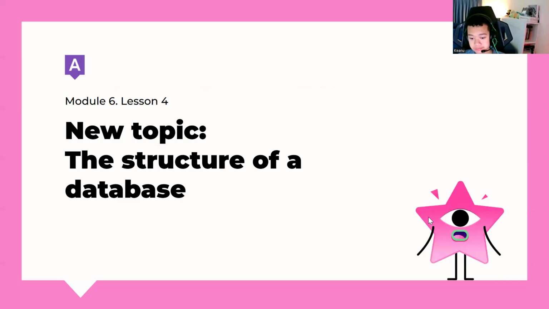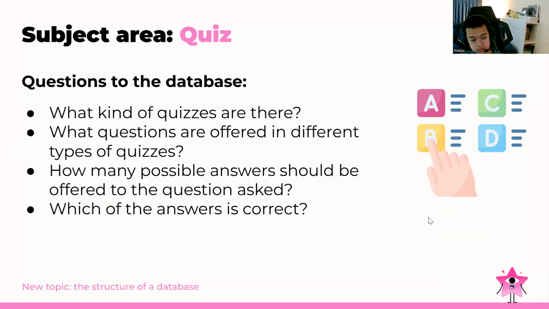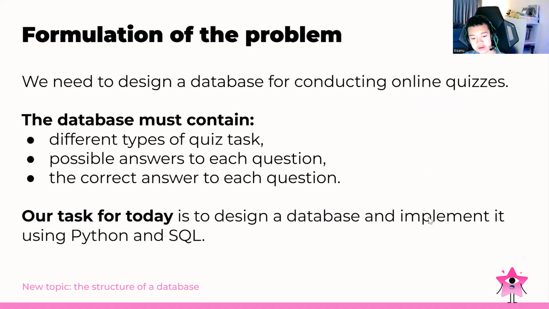And then for our new topic, we have the structure of the database. What structure of database can we use? We have the quiz for this one, so questions to the database. What kind of quizzes are there? Is it the actual quizzes that we will do? No, it's only the questions for when we want to create a quiz. So maybe we can add some questions to our quiz, maybe about a coding test, and how many possible answers there should be to the questions asked, and which answer is the correct one. So basically, that's part of what will be inside our quiz table. For example, we have five options and only one correct answer. So, multiple choice.